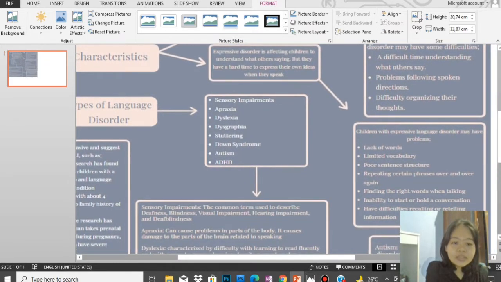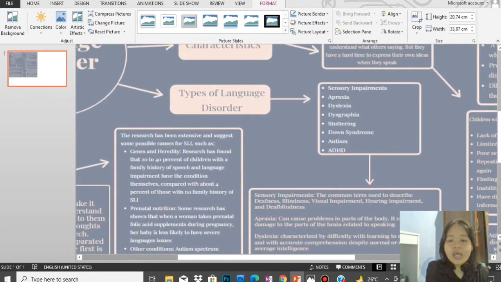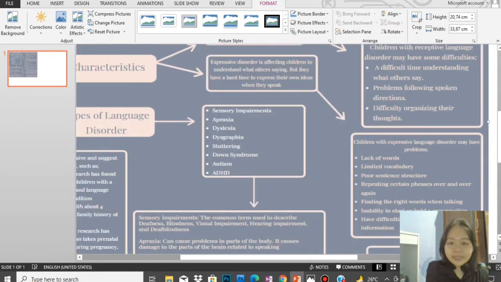Children with expressive language disorder may have problems such as lack of words, limited vocabulary, poor sentence structure, repeating certain phrase over and over again, finding the right words when talking, inability to start or hold a conversation, have difficulties recalling or retelling information. The third is types of language disorder.